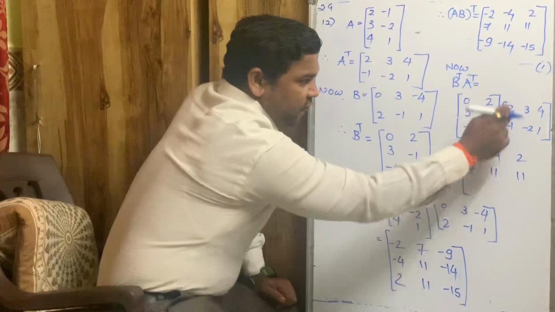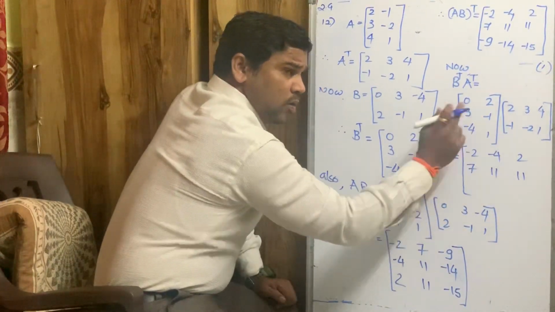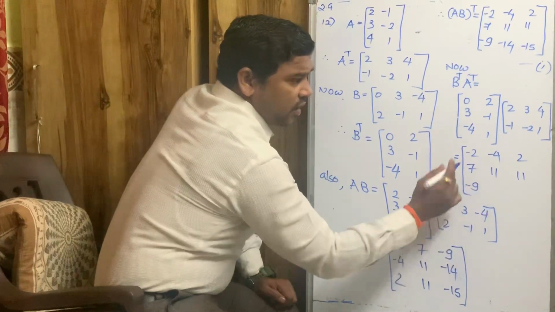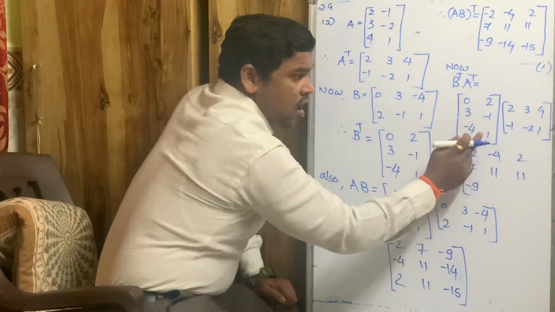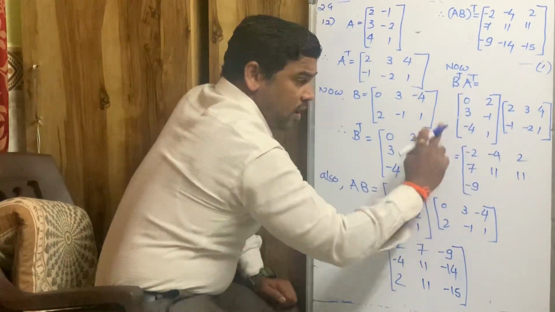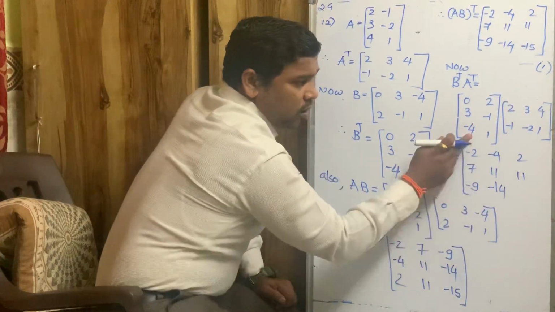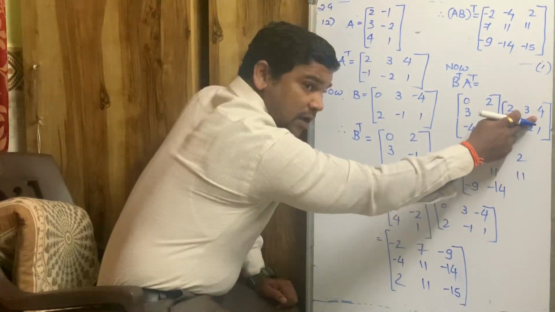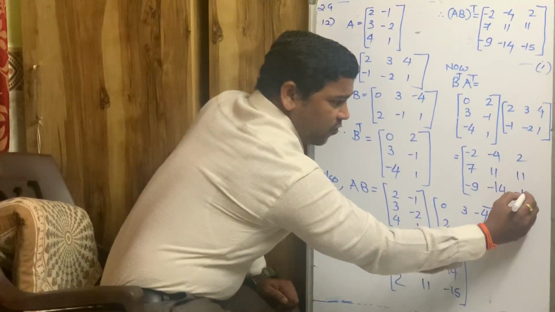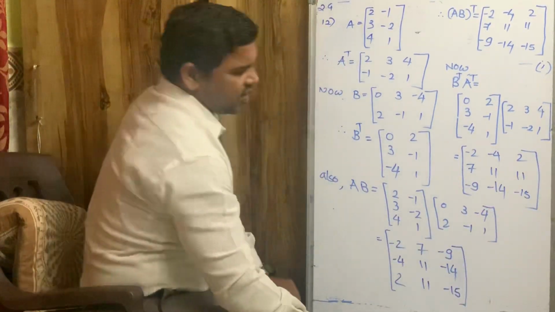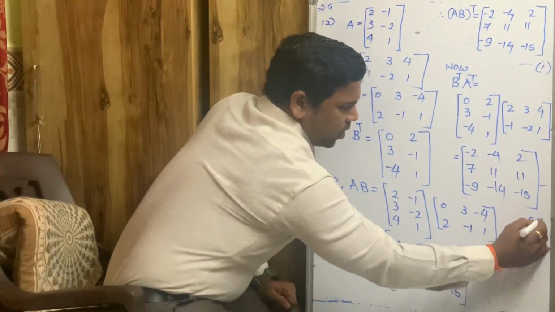Then third row first column, minus 4 2s are minus 8, 1 into minus 1 is minus 1, minus 8 minus 1 is minus 9. Third row second column, minus 4 into 3 is minus 12, 1 into minus 2 is minus 2, minus 12 minus 2 is minus 14. Third row third column, minus 4 into 4 is minus 16, 1 into 1 is 1, minus 16 plus 1, that is minus 15. So this is your equation number 2.